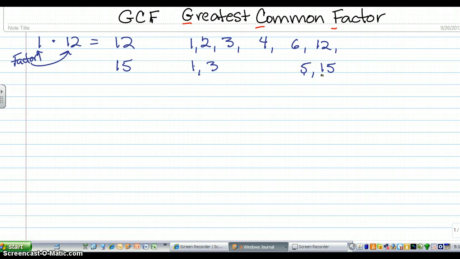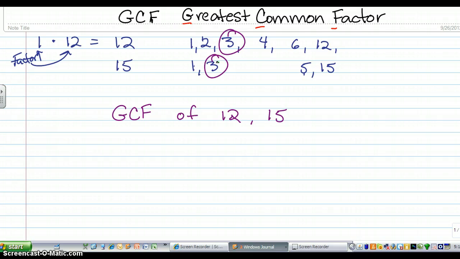Okay, now we want to look at what the greatest common factor, the GCF, of 12 and 15 is. Well, we go back up here and look at all of our factors. They've got 1 in common, but do they have anything higher? Well, there's a 3 here and a 3 there. Do they have any other factor higher than 3? 4, nope, they don't. So the greatest common factor for 12 and 15 is 3.